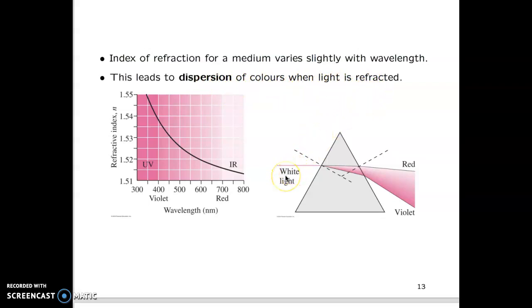So a dispersion of colors, what does that mean? Well, imagine that we have so-called white light hitting this face or side of a glass prism, a triangular piece of glass. White light is a mixture of all the colors.